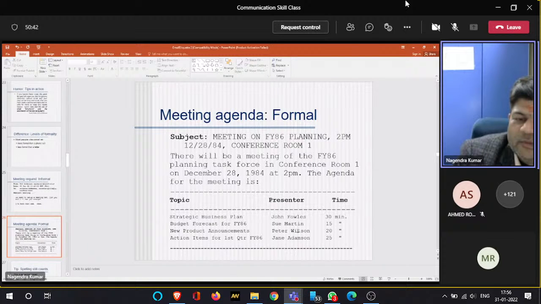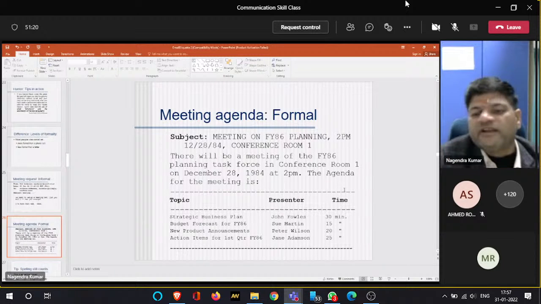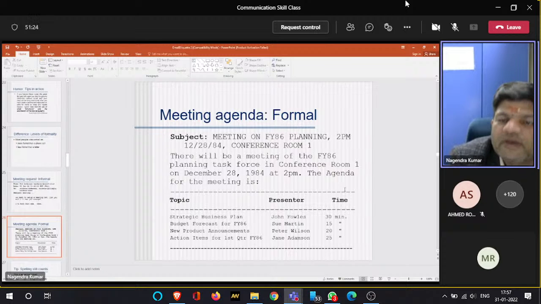But it can be more formal like this, where you have the subject line reading "Meeting on FY86 planning, 2 p.m." There will be a meeting of the FY86 planning task force in conference room 1 on December 28, 1984 at 2 p.m. The agenda for the meeting is given: topic, presenters, and time. So even if you are using email for a formal purpose, it will not be much different from the physical letter, except that it will not have the address and salutation at the bottom.